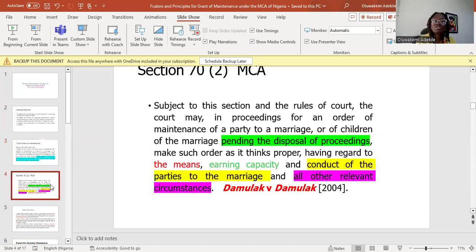You can see Section 72 as well, the one about maintenance pending litigation. The court should have regard to the means, the earning capacity, and conduct of parties to the marriage, and all other relevant circumstances. And these are confirmed in many cases in the law reports.